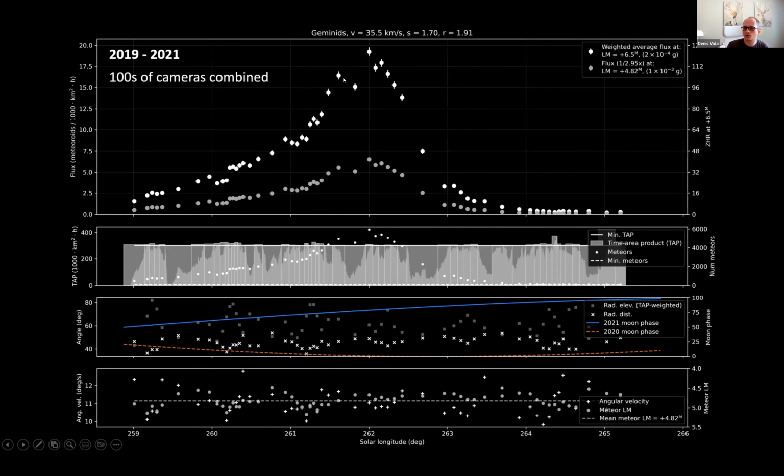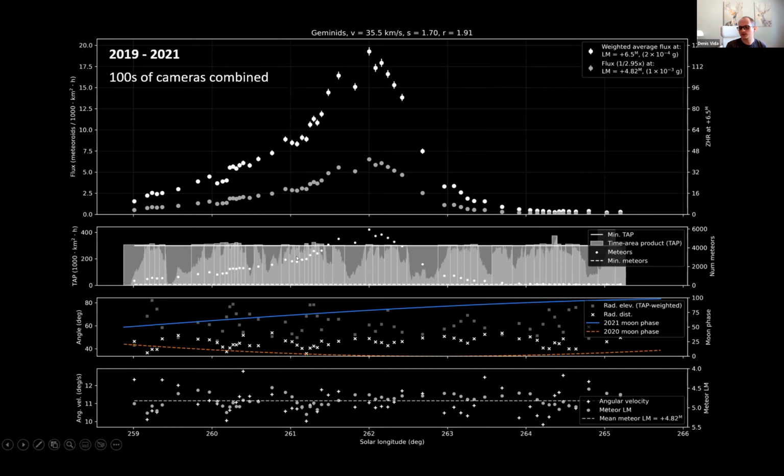And here I'm showing the flux profile of the Geminids. These are 2019 and 2021 combined, and inspired by some previous amazing work on video meteor fluxes, we have decided to combine different cameras together. What we actually do is we just combine the number of meteors observed from different cameras at the same time, and the total collecting area, and then we bin everything together to get much better number statistics and a much more accurate flux.